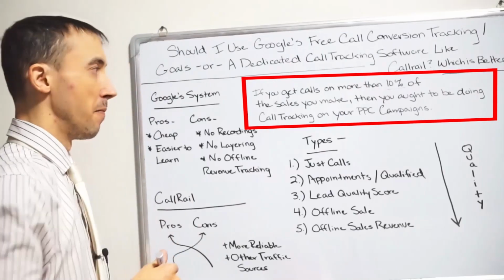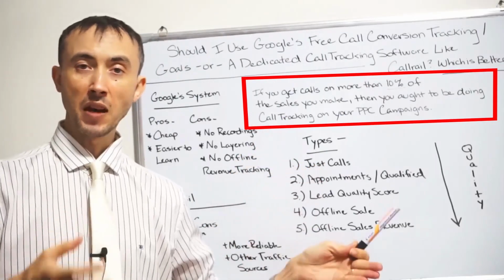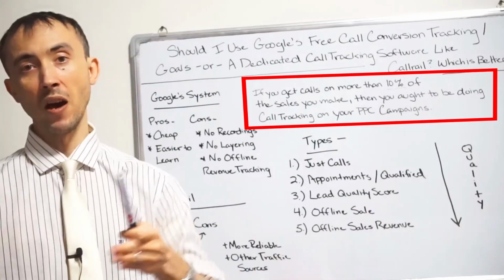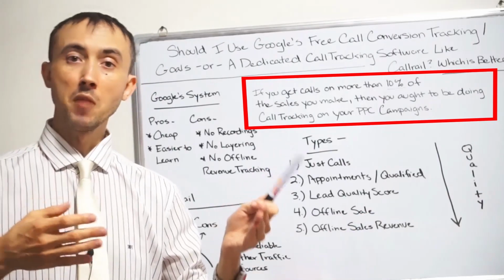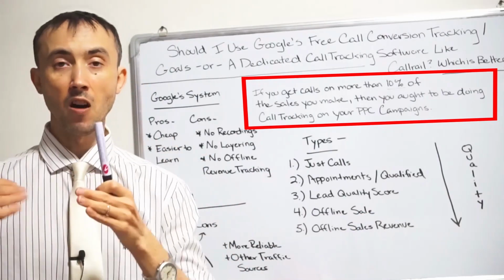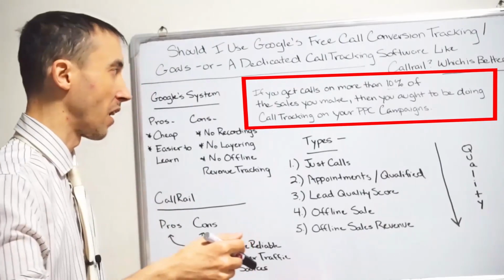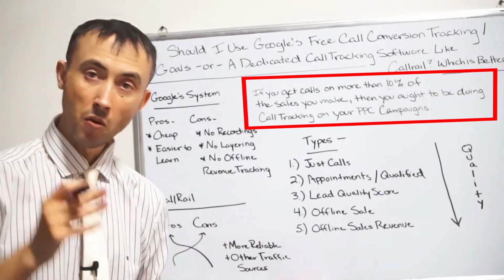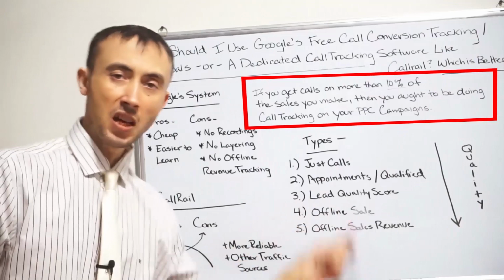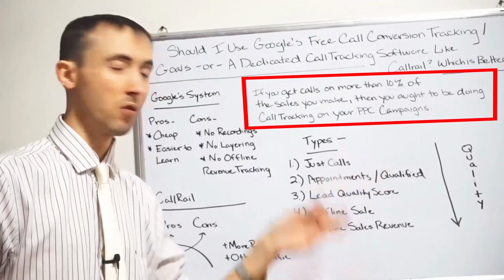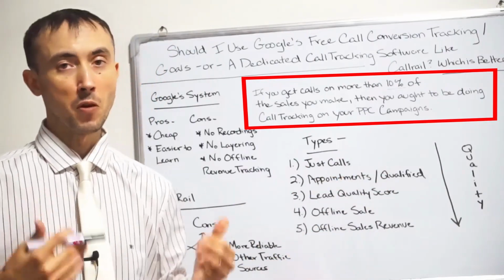So if you expect 10% or more of the traffic to call at a certain point, whether they're buying online or going to be buying through the phone after they call or not, I would recommend you do call tracking. And going a step further, there are different types of call tracking that you can actually do that a lot of people don't think about.